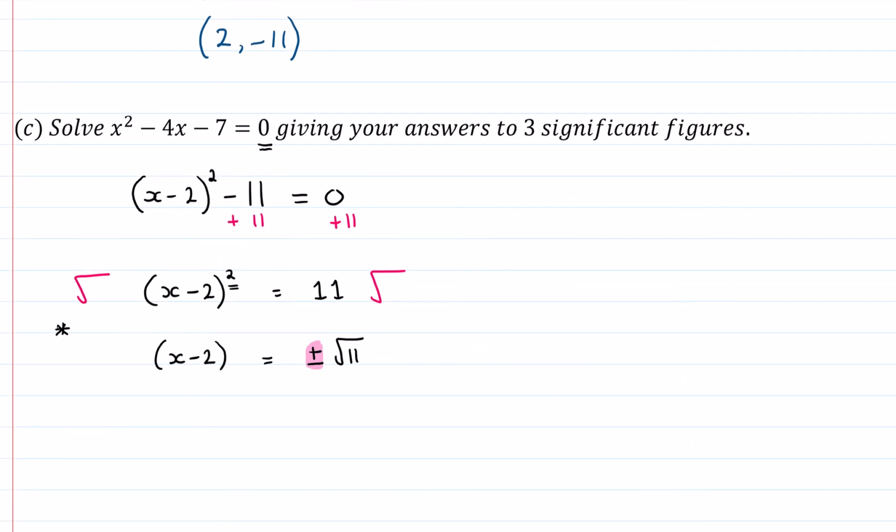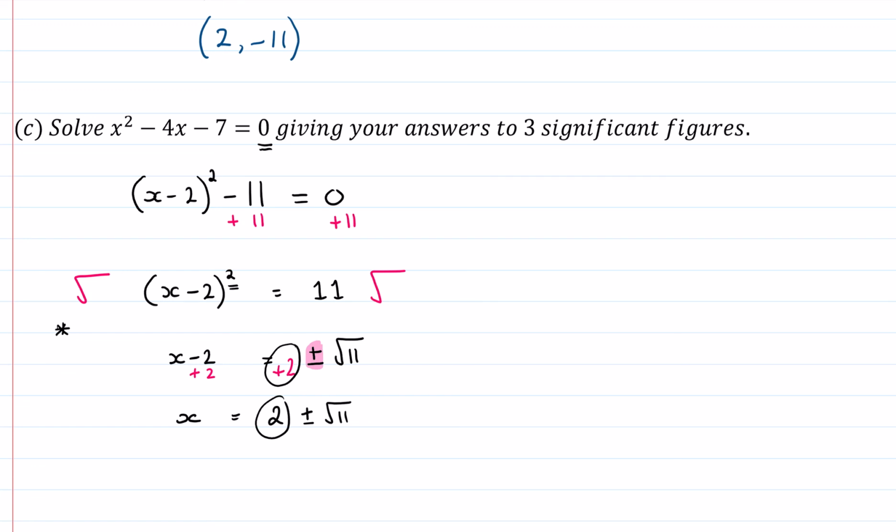I can actually take away the brackets here. To finish this, I need to add 2 to both sides. So I put x equals 2 plus or minus the square root. I actually like leaving a space here and putting the number in front.